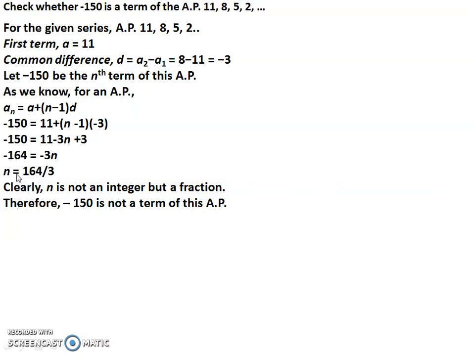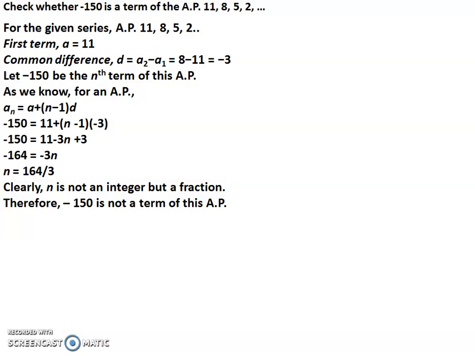When you get n, just see whether n is a natural number, not whole number, natural number. You can take only the value of n if it is a natural number. If it is not a natural number, that term, that is here, negative 150 will not be a term of the AP. If it is a natural number, this negative 150 will be a term of the given AP.